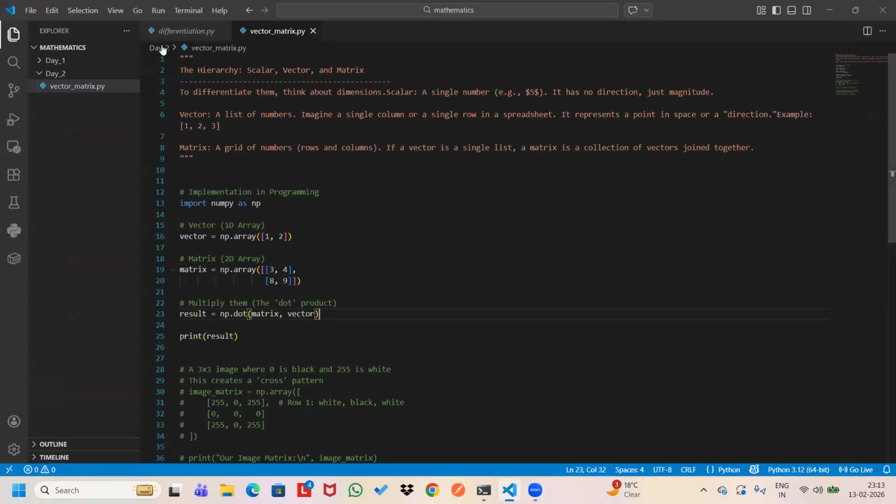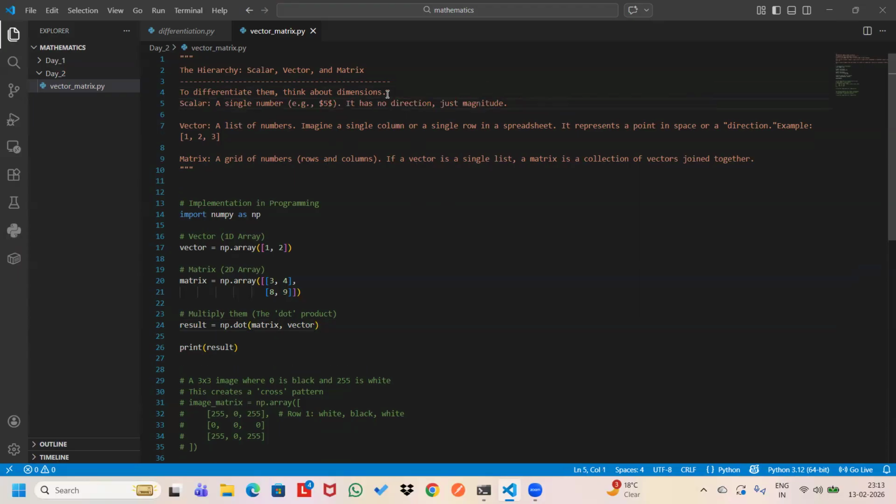So you can see over here that I have mentioned something like hierarchy in scalar, vector and matrix. Differentiate, then think about dimension. Now from here it will start. So what is scalar?